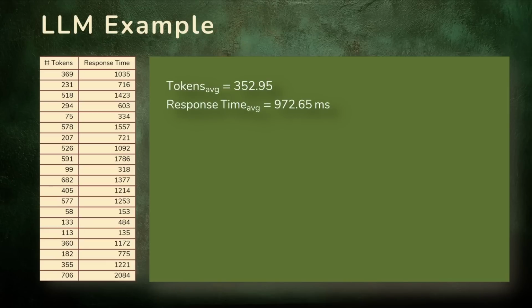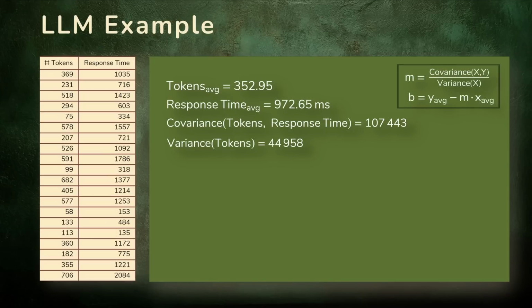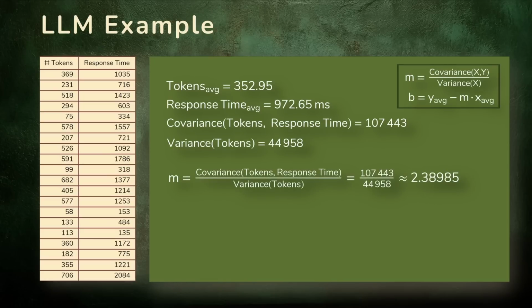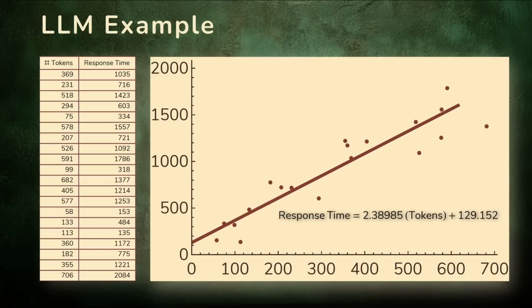First, we calculate the mean of the inputs and outputs, the average number of tokens, and the average response time. Then we compute the covariance, how the two move together, and the variance of the input. Now we apply the formulas. Plugging in the numbers gives us the slope m and intercept b. These allow us to write the equation of the best fit line using the method of least squares. Now we plot it.